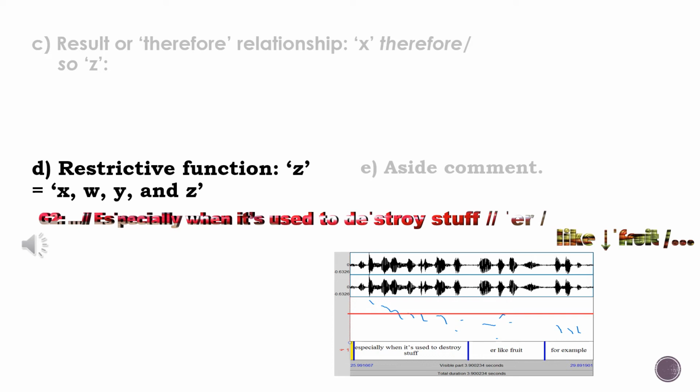Especially when it's used to destroy stuff, like fruit. Especially when it's used to destroy stuff, like fruit.